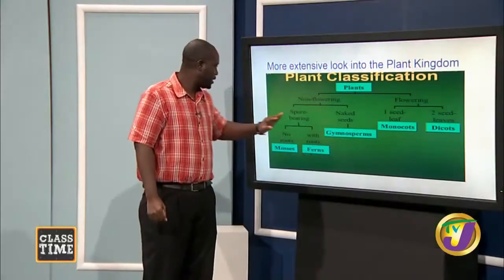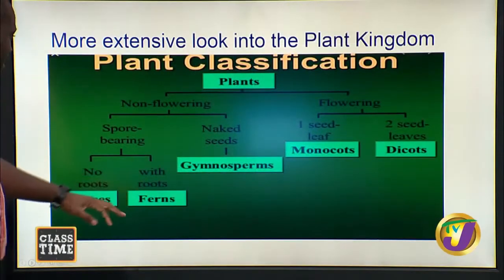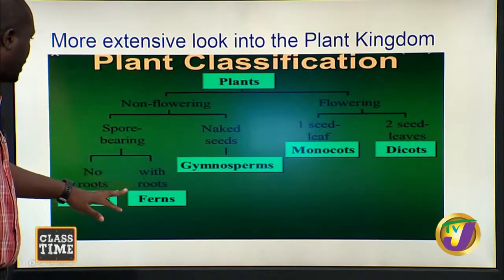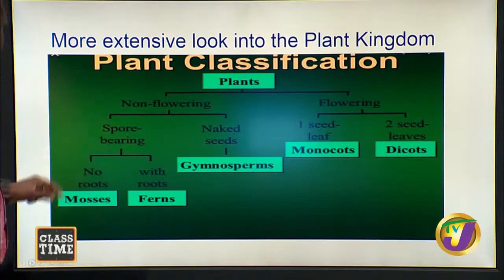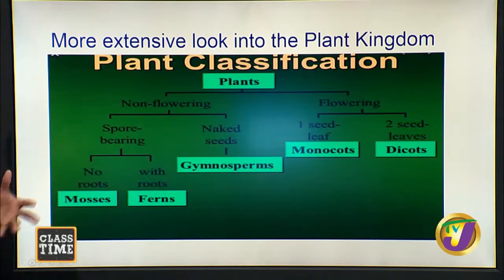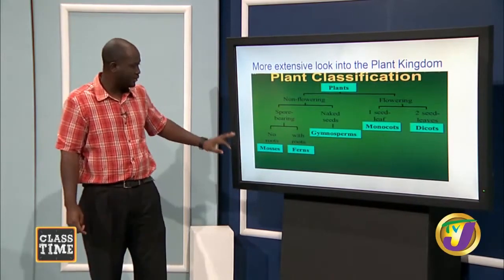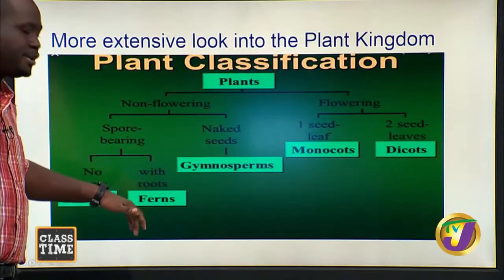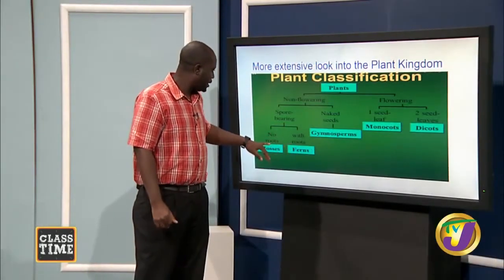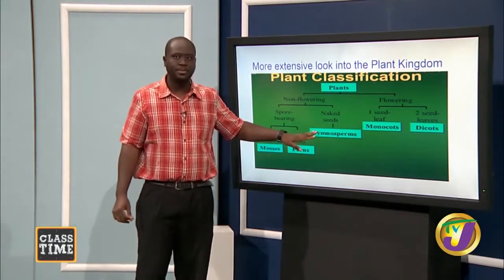So you have the gymnosperms, and you have the mosses, and you have the ferns. For those of you who have traveled through Fern Gully, you know the ferns, and the ferns reproduce by using spores, right? They don't produce seeds. And the mosses are plant-like, but they don't have any roots. They have what are called rhizoids. The ferns have roots, but they don't have seeds, so they reproduce by spores. And then you have the gymnosperms.